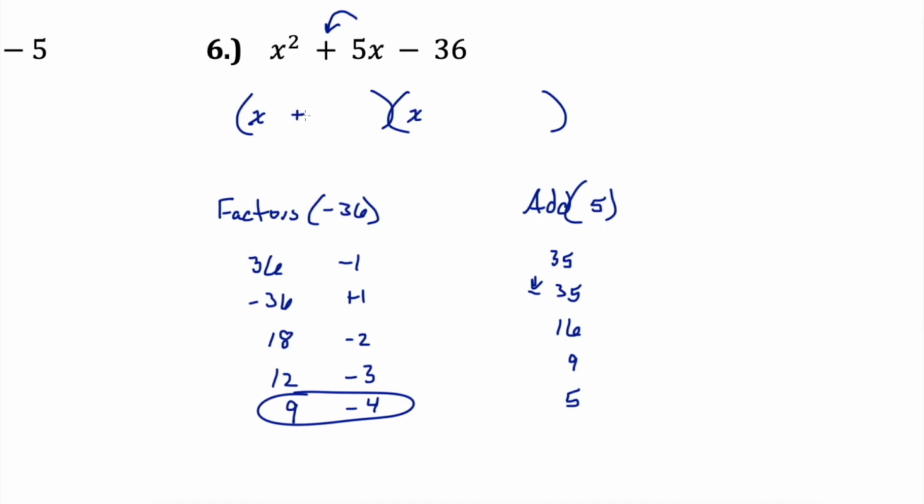So we get plus 9 and minus 4. By the way, it doesn't matter the order. If I want to say the negative first, minus 4 and plus 9, that's also fine. We could FOIL this and check it, and it will work.